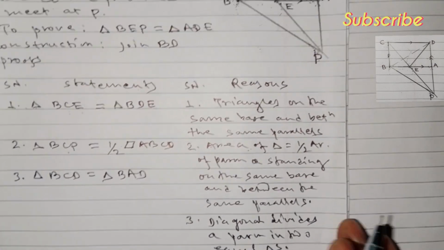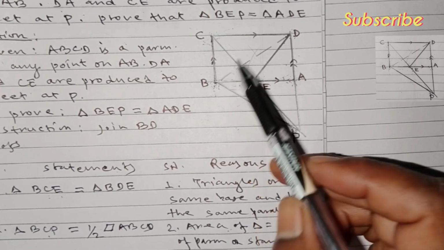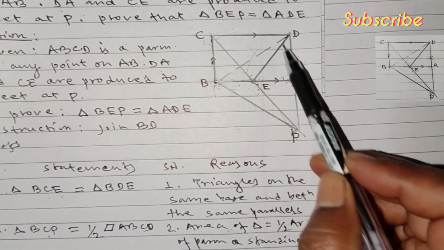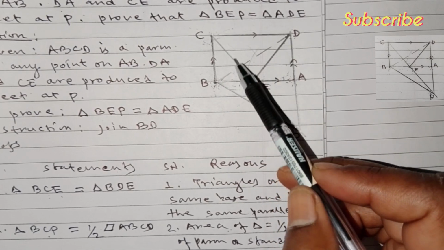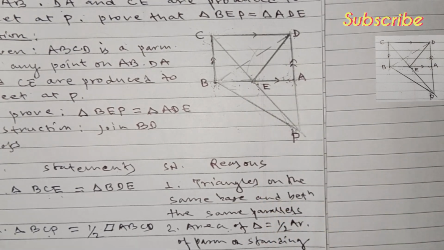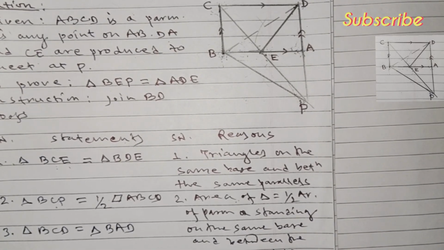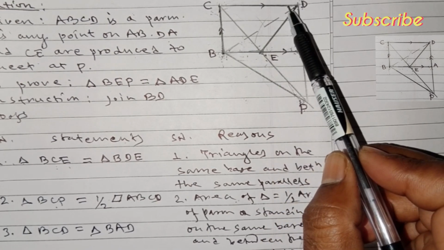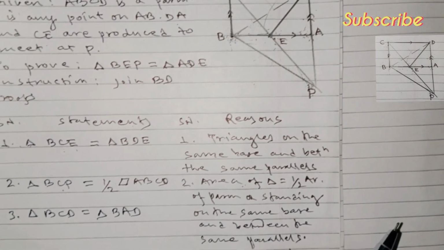So dear students, BD is the diagonal of parallelogram ABCD. So we can write area of triangle BCD is equal to area of triangle ABD, because diagonal divides a parallelogram into equal triangles. Now area of triangle BCD we can directly write equal to area of triangle BCP.